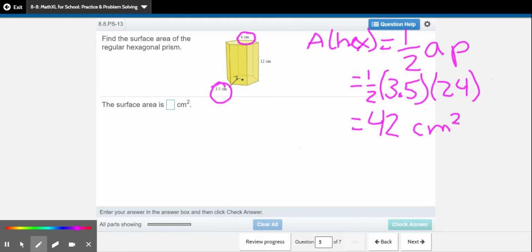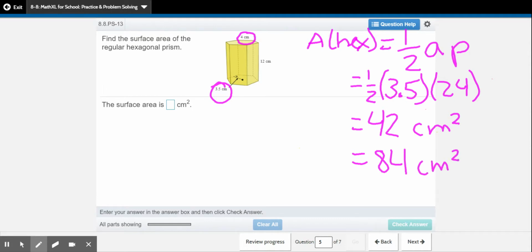Now remember, you have 2 hexagons, right? The top and the bottom. So let's make sure we remember that. So the area of both of them is going to be 84 centimeters squared. So this is the number that we want to use later on, okay? So let's not forget this number. This is the important one.